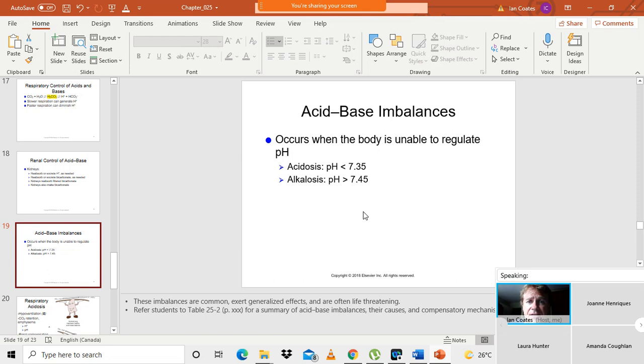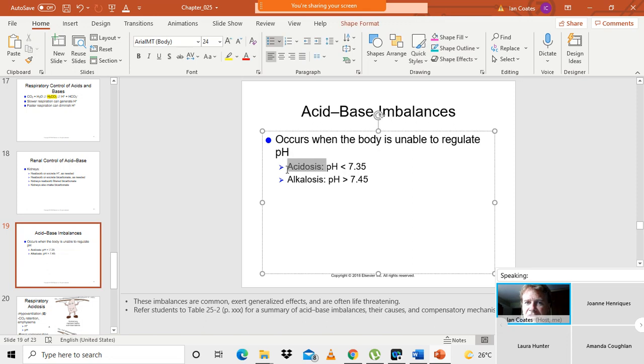As we stated before, if the pH of the blood gets less than 7.35, you now officially have acidosis. If the pH of your blood goes just above 7.45, you now have alkalosis. Alkaline is a base, so that means base. All right.